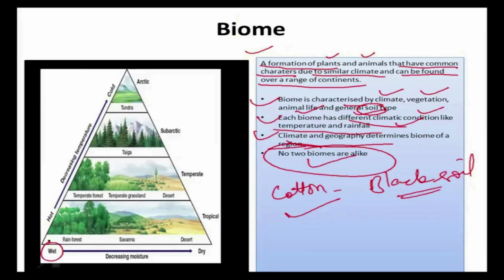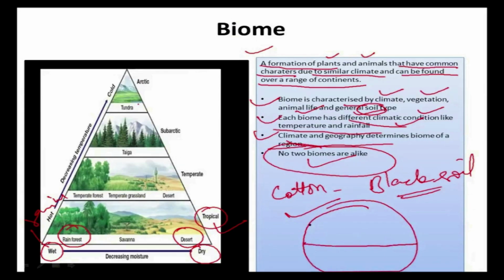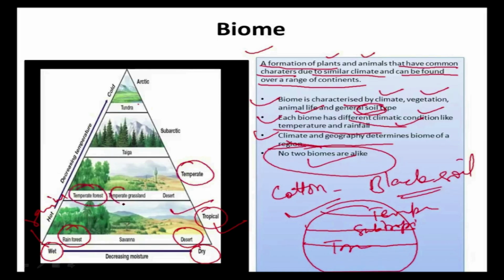So we can see here wherever there is wet condition, it means more rainfall, we will find rainforest there. And at the dry condition, we will find the desert there. This is the tropical condition. So as we move upward, it means from the tropics to the subtropical region. This is the subtropical region, and after that here is the temperate region. So as we move from the tropics, when we go to temperate, there will be temperate forest, temperate grassland and desert, then subarctic.